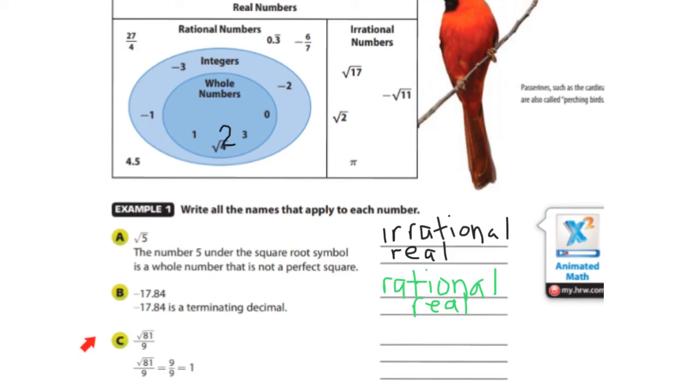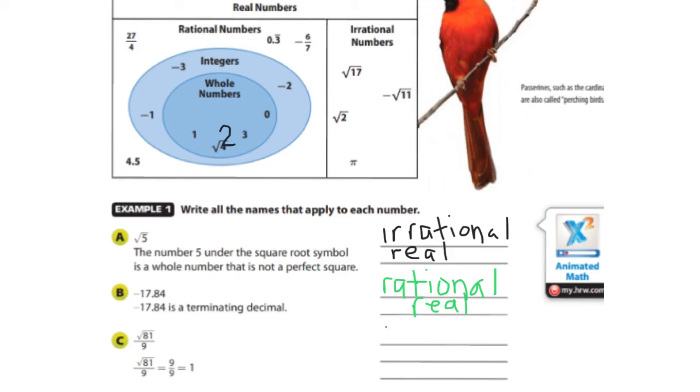Okay, so C. Now it's important that you simplify as much as you can. So the square root of 81 divided by 9. The square root of 81 equals 9. Just move your denominator over. Now 9 divided by 9 is 1. So you're really dealing with the number 1. And you can see where the number 1 is. So 1 is a whole number, an integer, a rational, and a real. So all of those have to be written in for this one.